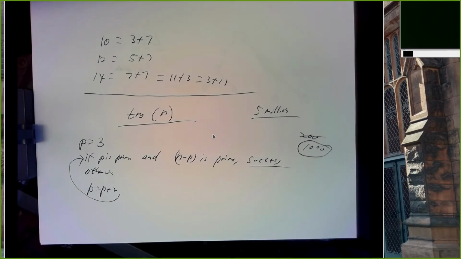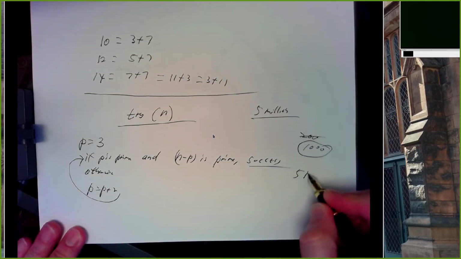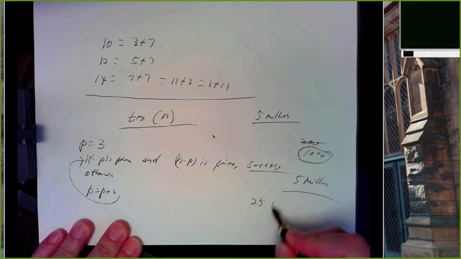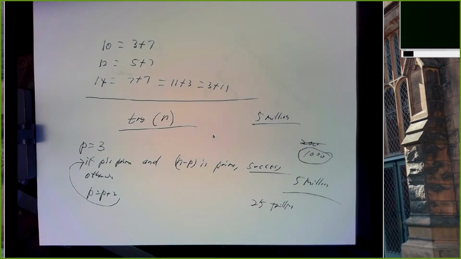If you check every number up to n minus 1, you're going to do around 5 million cases. If you generate every number from 1 to 5 million minus 1, generate another number in that range, take all the combinations of those, see which ones add up to 5 million and are both prime, you're going to end up doing 25 trillion different cases. That's going to take a really long time.